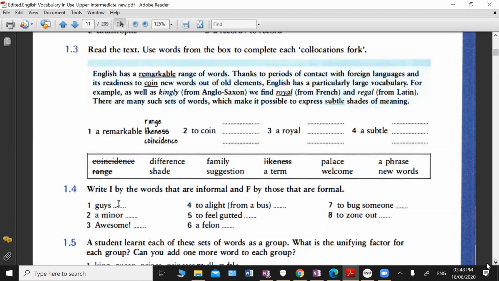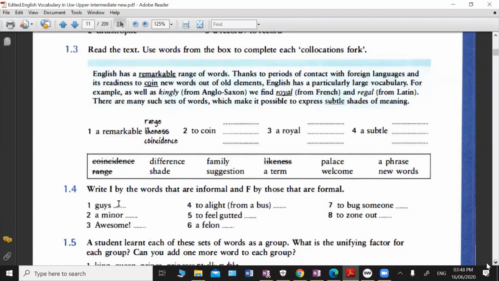And number 3, the word is royal. And number 4, subtle. As I said, subtle means something not very strong, something not very loud. So let's start with the first one. First one, a remarkable range.